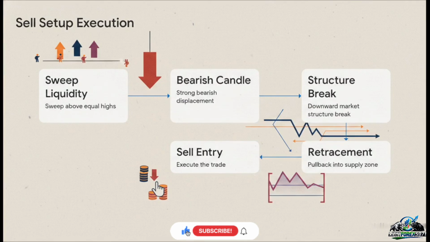Breakout traders get trapped as price sweeps liquidity above equal highs, hitting their stop losses. Then, a massive bearish displacement candle drops, breaking structure downward. You just wait for the dust to settle, let the price pull back into a supply zone, and execute your sell. That entire sequence visually represents bearish order flow shifting control right there in real time.